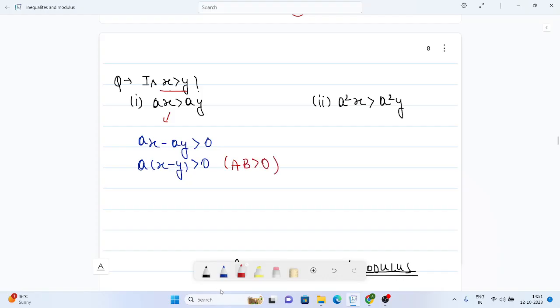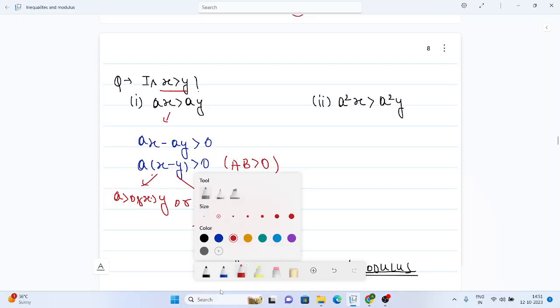So here we got two cases: either a is greater than 0 and x is greater than y, or another case is a is less than 0 and x is less than y. Okay, so on both these two conditions this is insufficient, because in both the conditions this expression will be true, so we didn't get the unique solution.